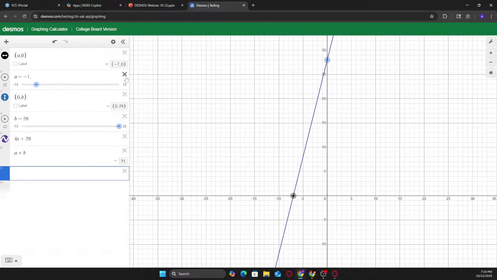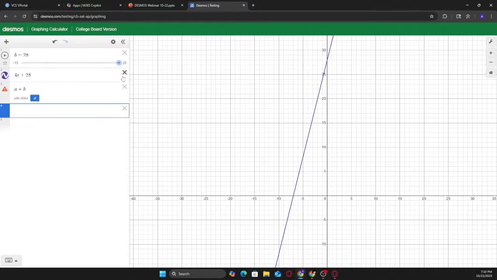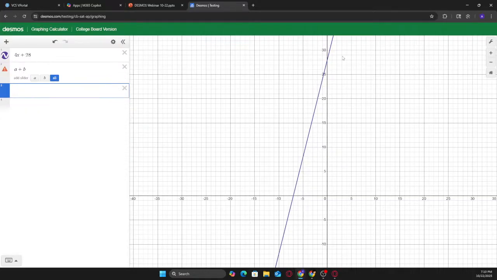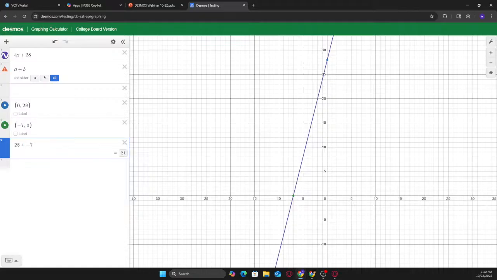Let's say we don't have these sliders actually. Well, we can represent it like this. So we can say, okay, this is 28, and this is negative 7. If you just add those together, 28 minus 7, it's just 21. So it's just basic addition.